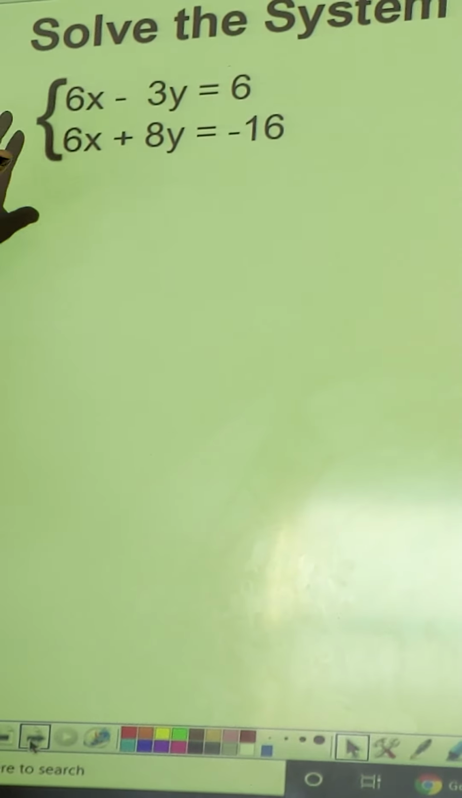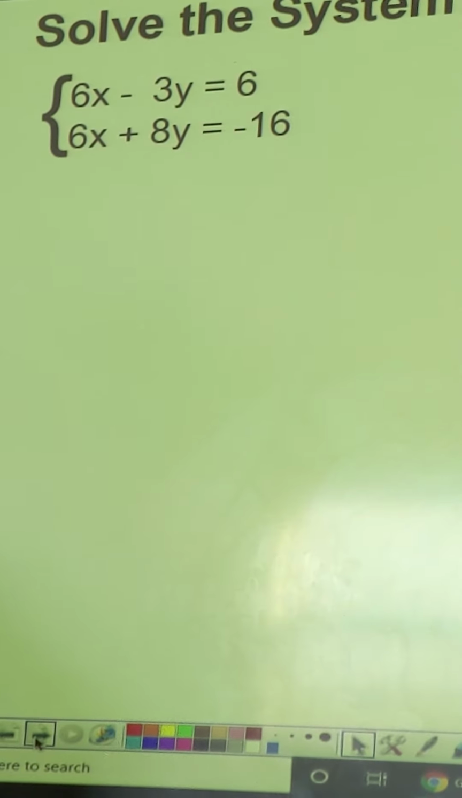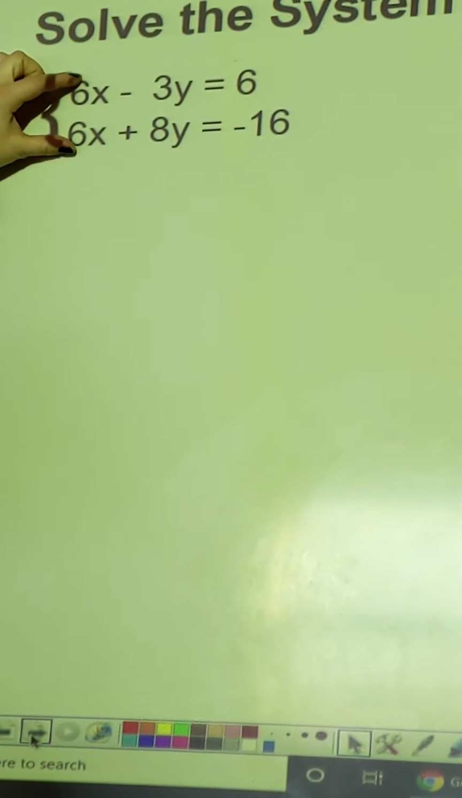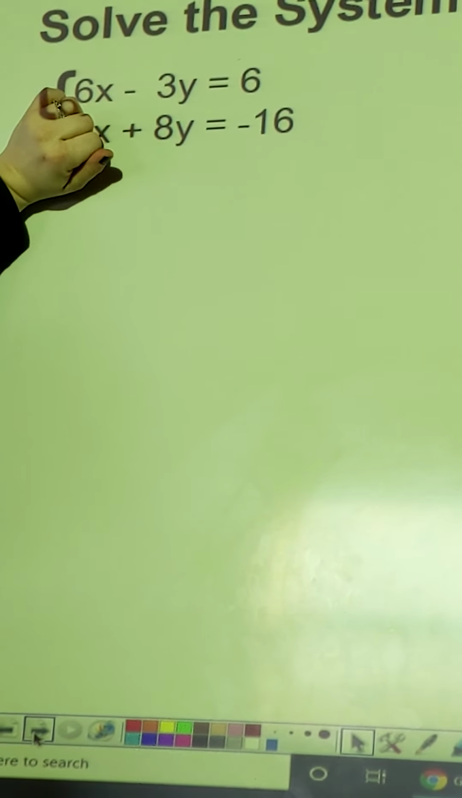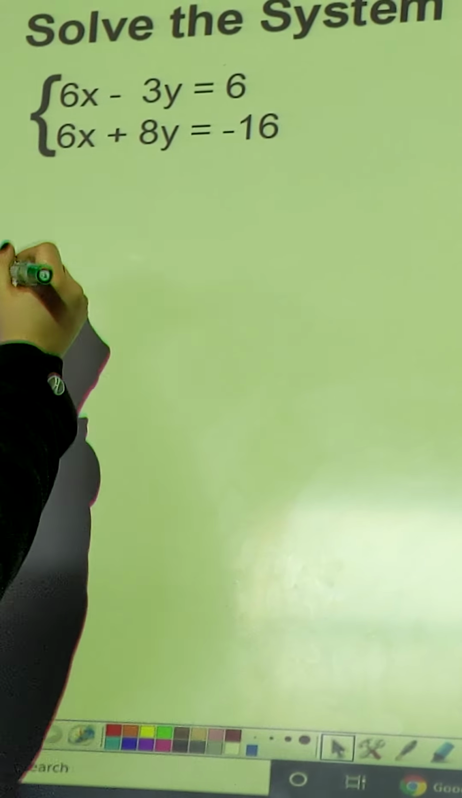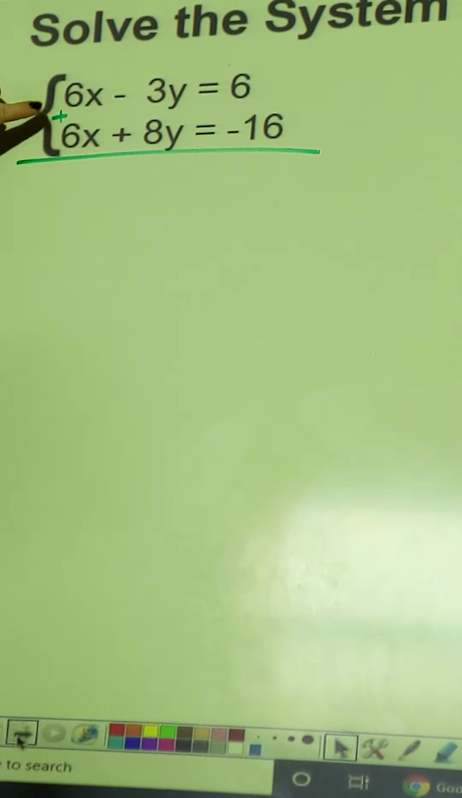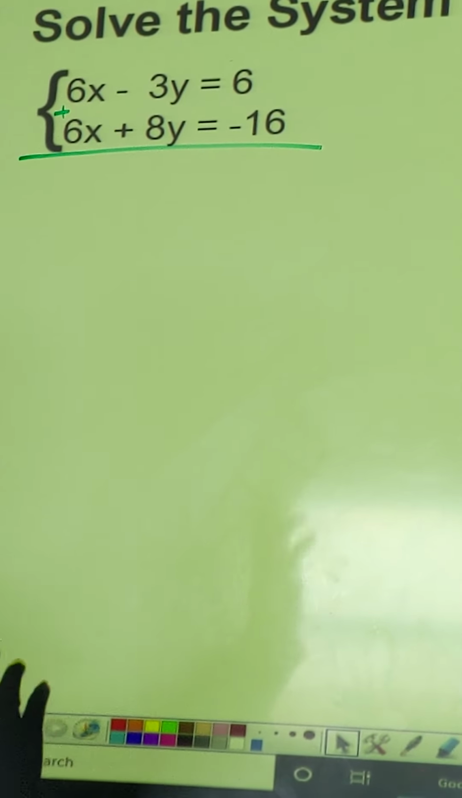With this one, is it the x's or the y's that match? That's what you're asking yourself. Well, both of these x's are the same. They have the same number in front. Yes, there's two y's, but they have different coefficients. So if we look here, this time I cannot add these. Look, if I added these, it would be 6 plus 6. That's 12. I didn't eliminate anything.